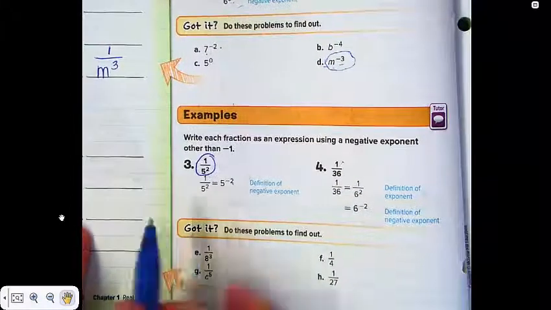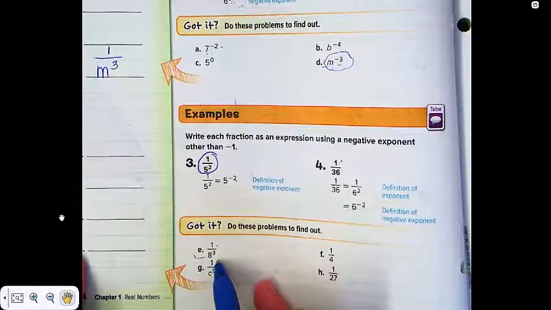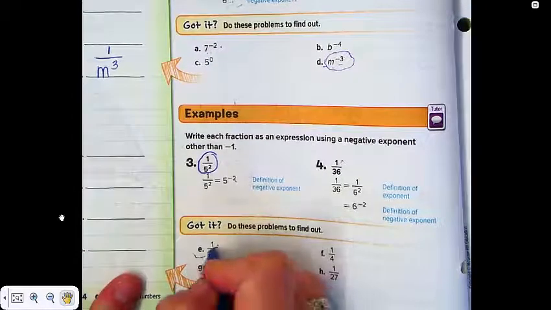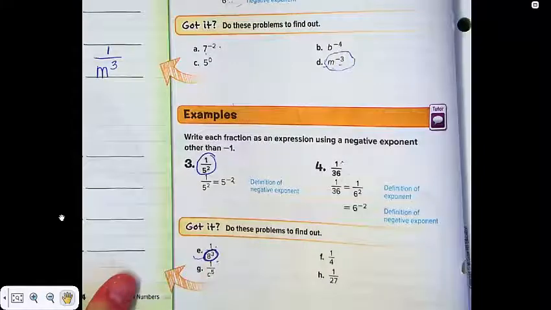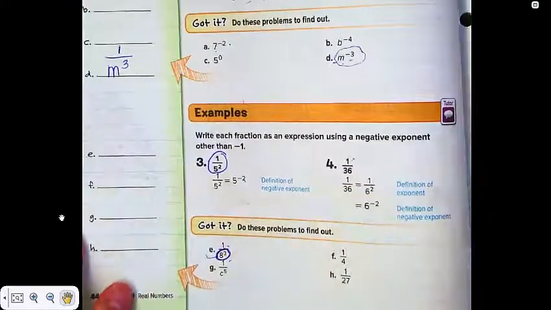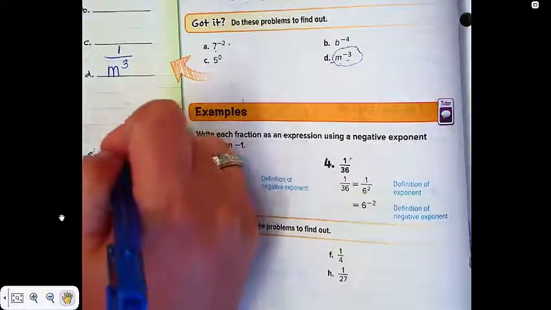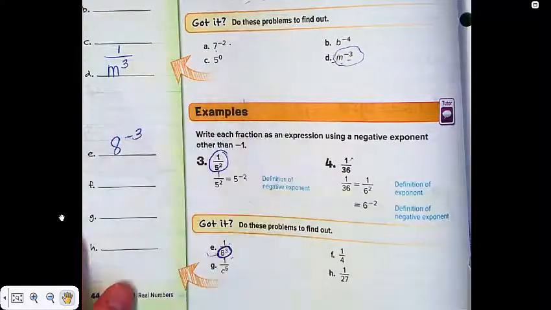Let's look at E. I have 1 over 8 cubed. If I wrote this expression with a negative exponent, that exponent just becomes negative. So I have 8 to the -3rd.